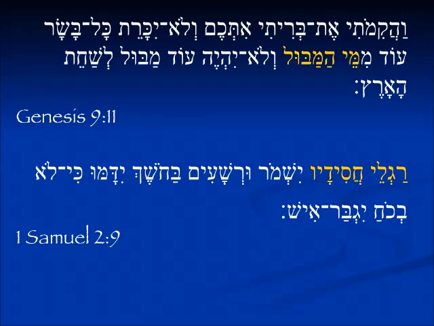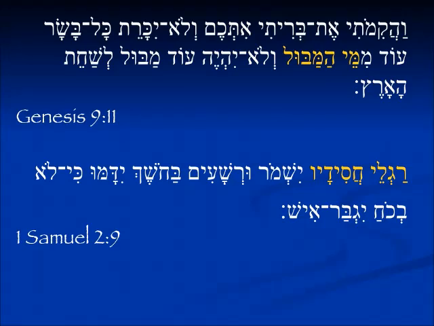So here are some examples in Genesis 9:11. V'hakimoti et briti itchem, and I will establish my covenant with you. V'lo yikaret kol basar od, and all flesh will not again be cut off. Mi mei ha mabul. So the mei there is the smichut form of mayim, the waters of the flood. The plural for water is always in the dual mayim.